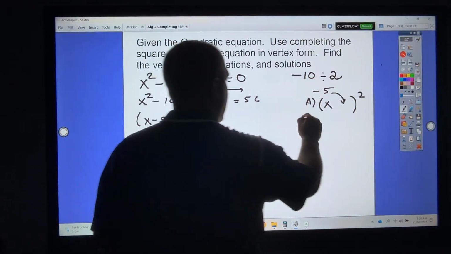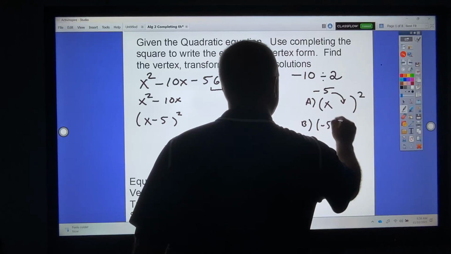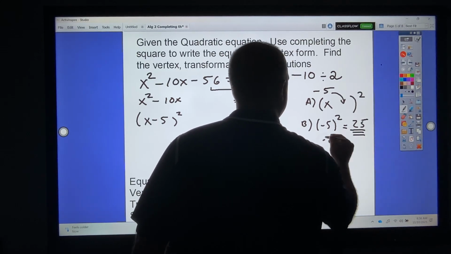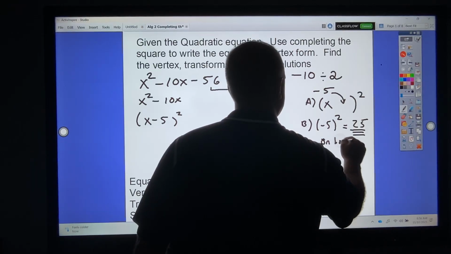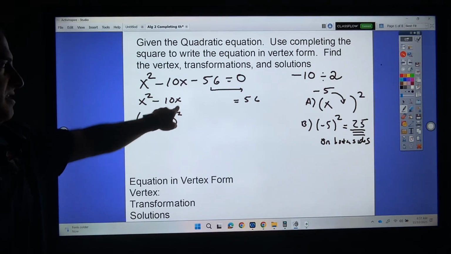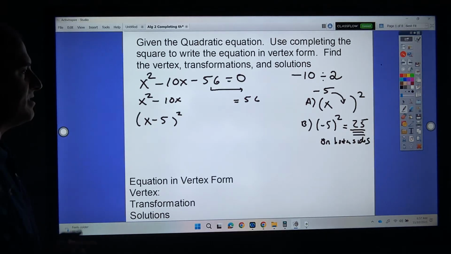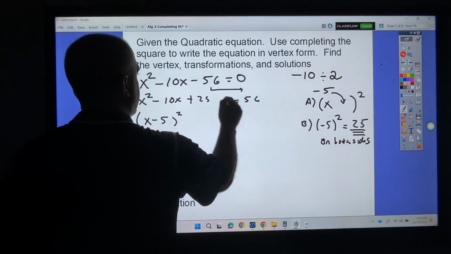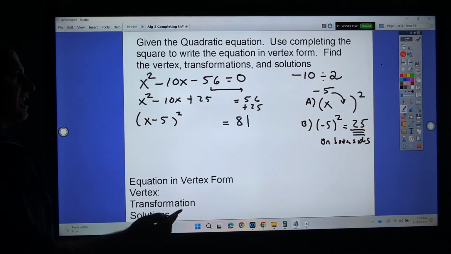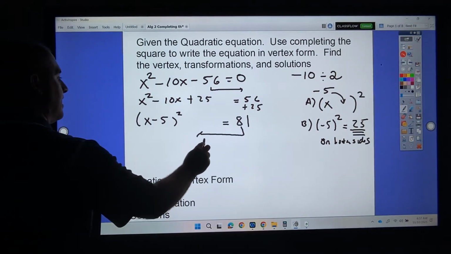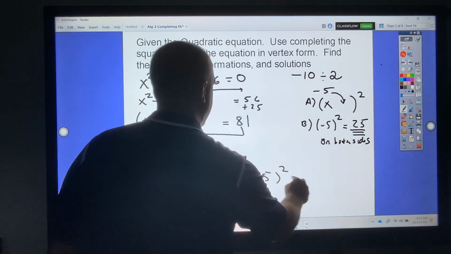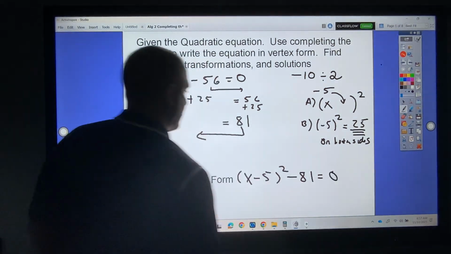The second thing I want to do is square that, and then put this on both sides. The key thing is you want to put it on this line, not in the parentheses squared, but this line. So plus 25, plus 25. That gives me 81. Now, to get it back into vertex form, all I got to do is move it there. So my vertex form is x minus 5 squared minus 81 equals 0.